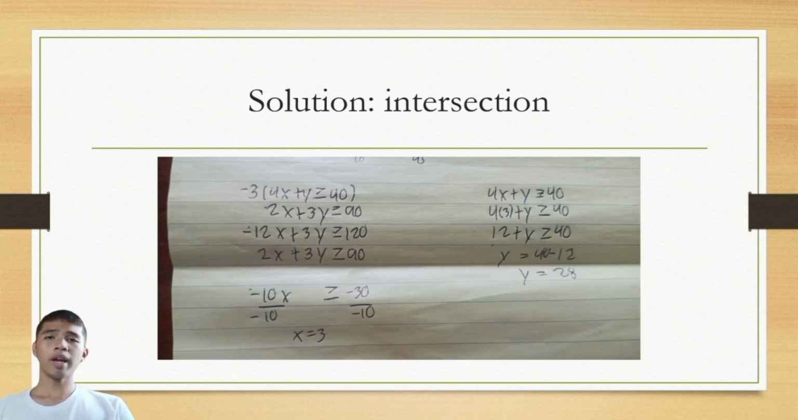Now we have our x, which is 3. Now we can use it on our first constraint, which is 4x plus y equal to 40. So we substitute x with 3, we have 4 times 3 plus y equal to 40. Now we have 12 plus y equal to 40. Then we have our final answer of y being 28.